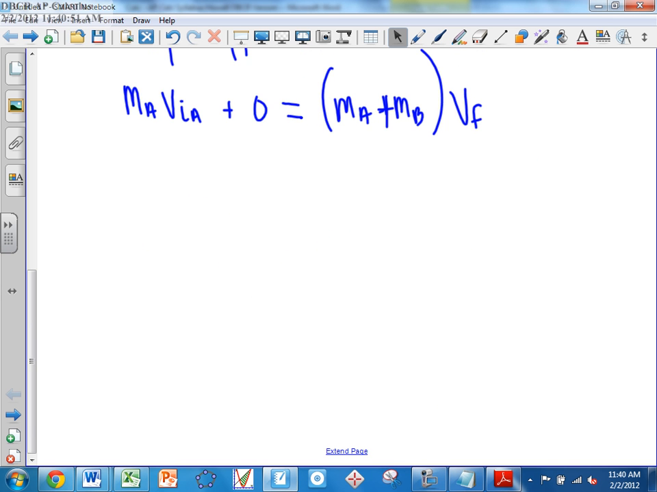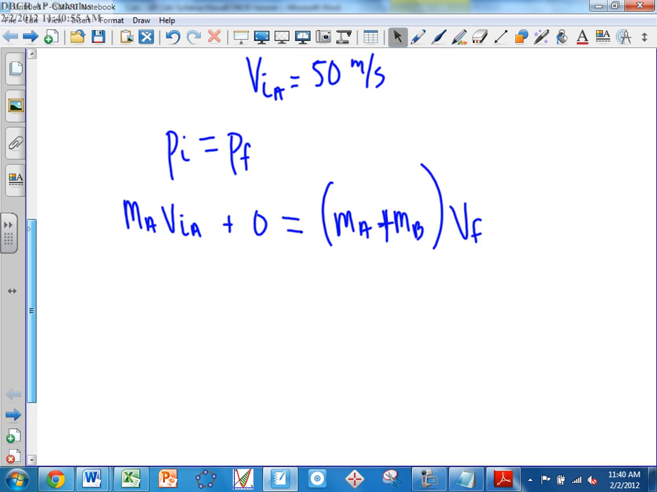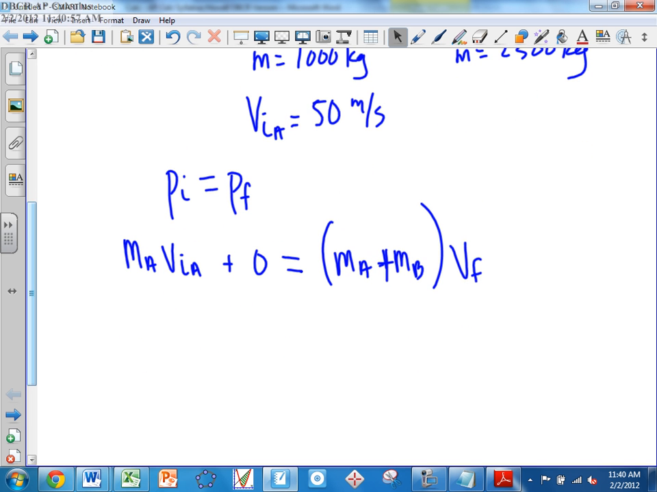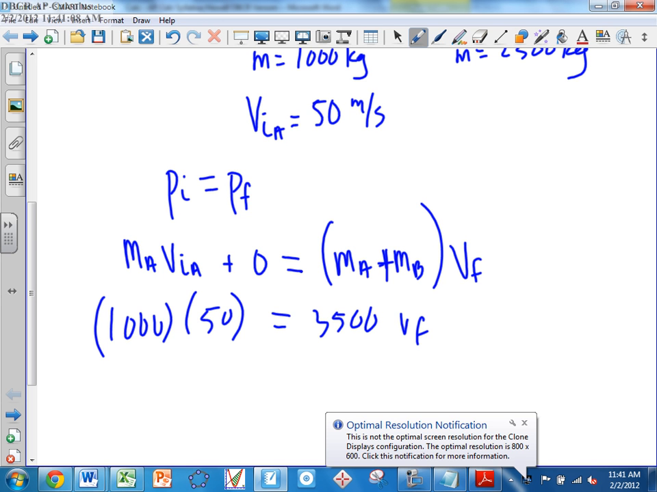When I solve for it here, I'm going to have 1,000 here from the first one, a speed of 50 meters per second, equaling 3,500 VF. Again, if you want to solve analytically, I encourage you to. I'm just showing numbers. I'm going to go back and forth sometimes.